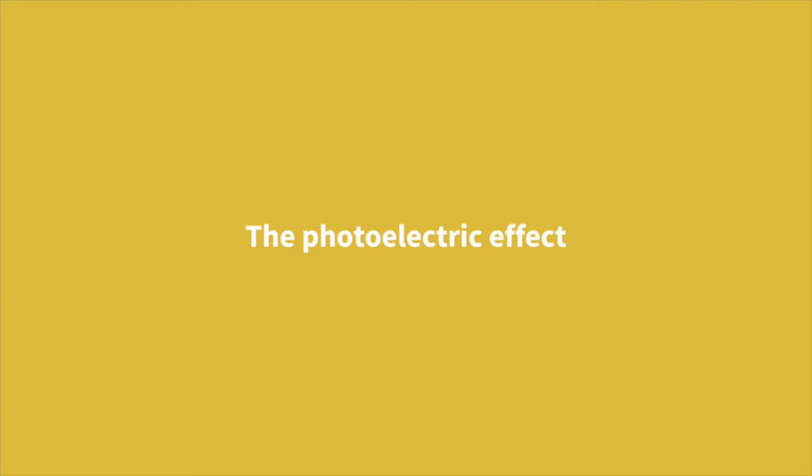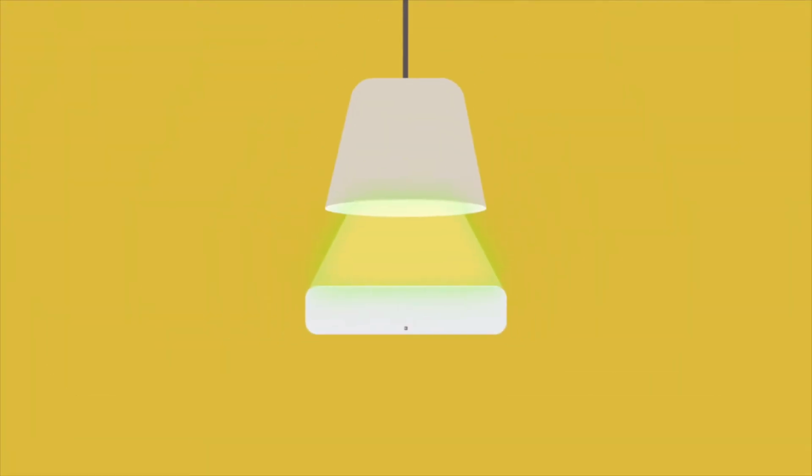The photoelectric effect. As light shines on a metal, these photons interact with the electrons within the metal, transferring their energy. The electron is bound within the metal, but if the energy of the photon is greater than the energy of the forces holding it, the electron is ejected.